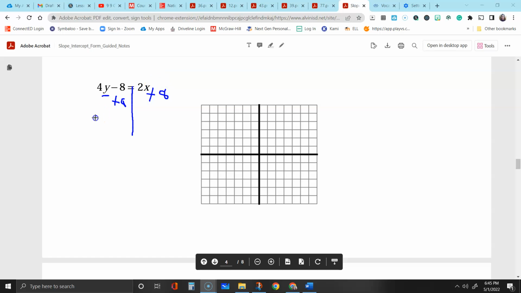Okay, so now we have 4y. That cancels out, equals 2x plus 8. We are not done. We have this 4 next to that y. We got to get rid of it. What's the opposite of multiplying by 4? Divide by 4. Divide everything on this side by 4.